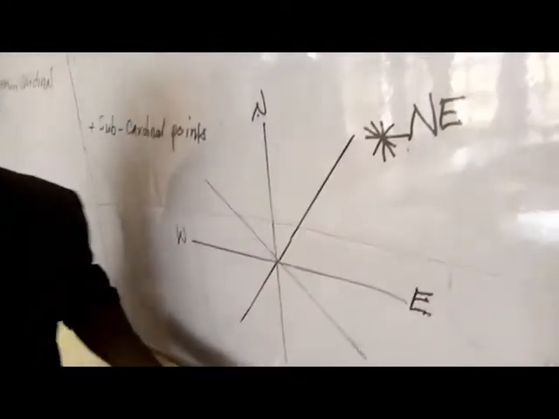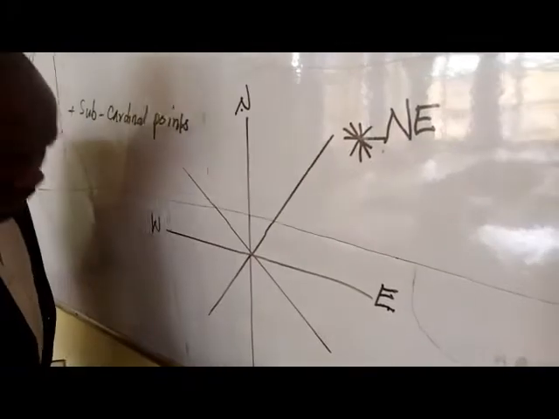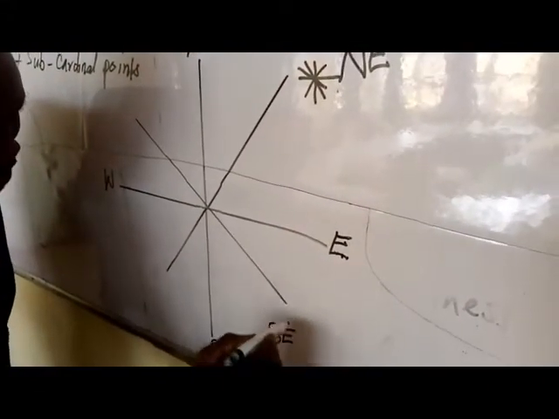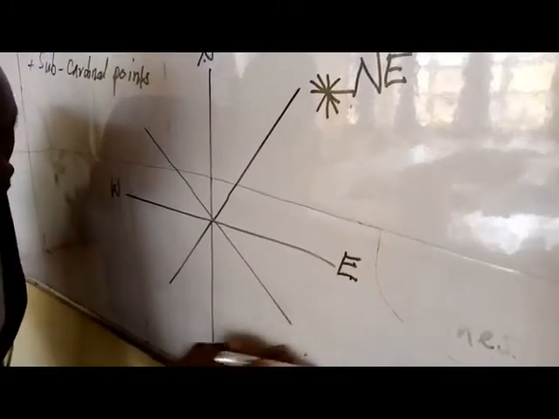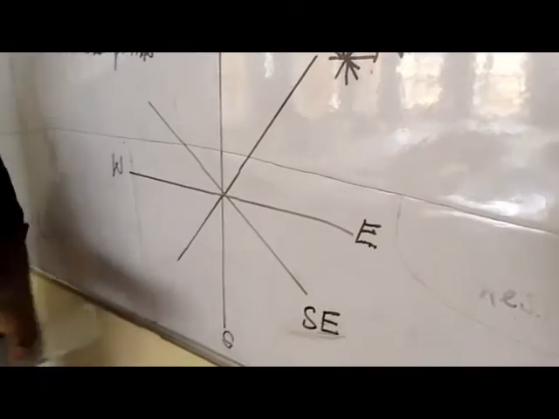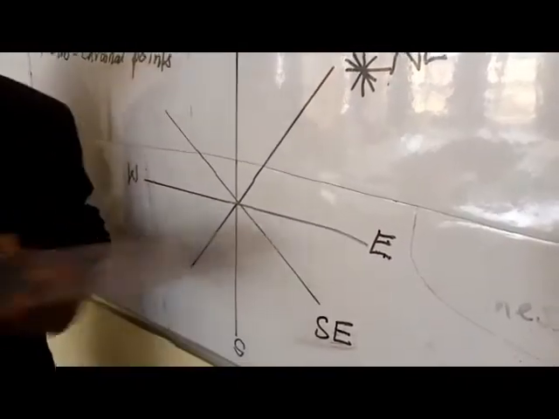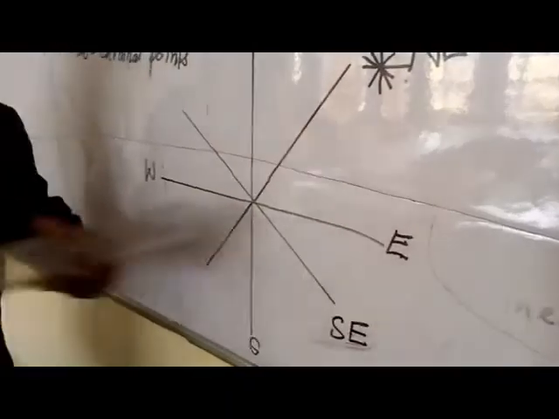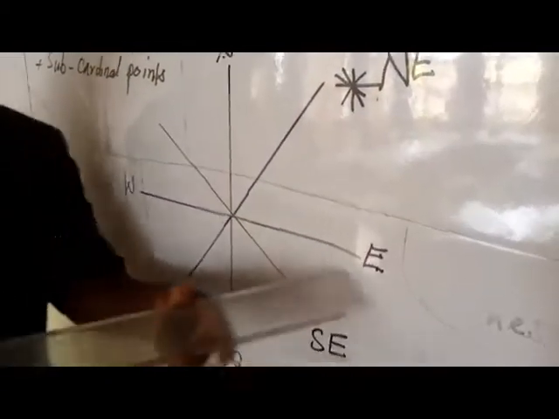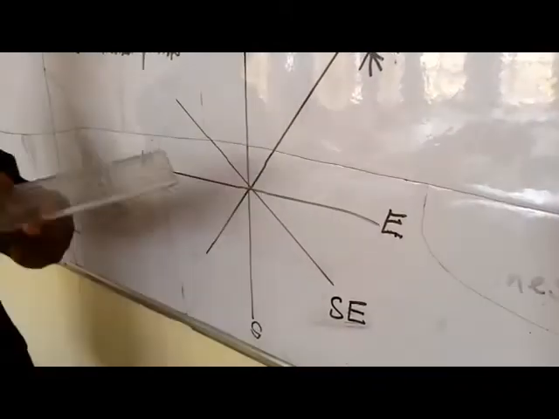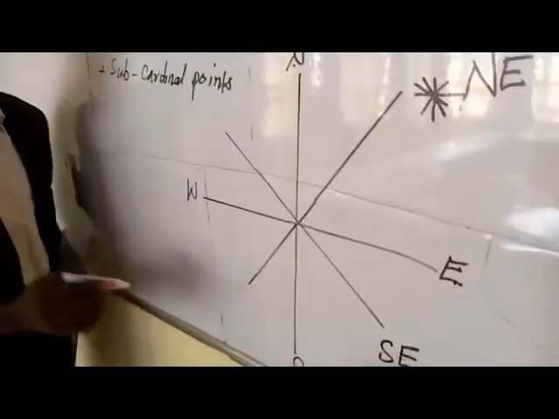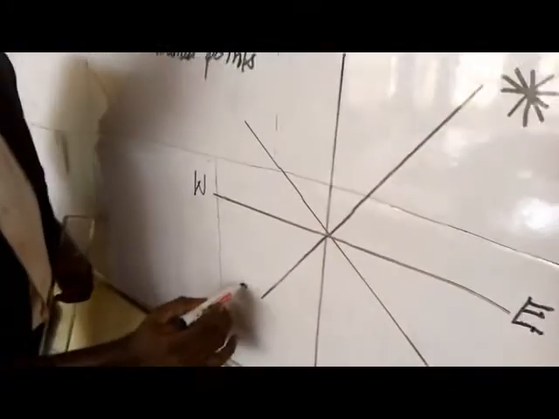Then so also here, the same thing is applicable to that of south. Here we are going to have what? Southeast. That is it. This particular sub-cardinal point is located between south and east, and that is how we arrive at southeast.